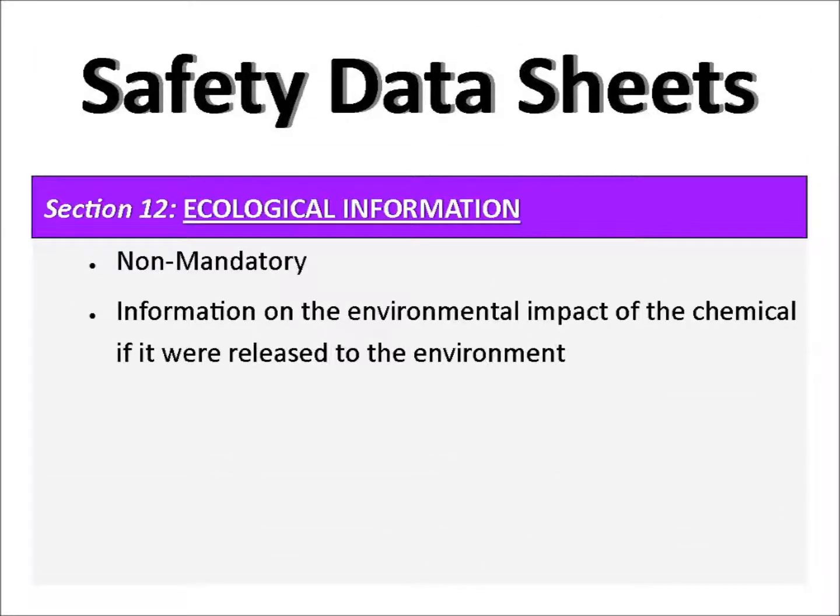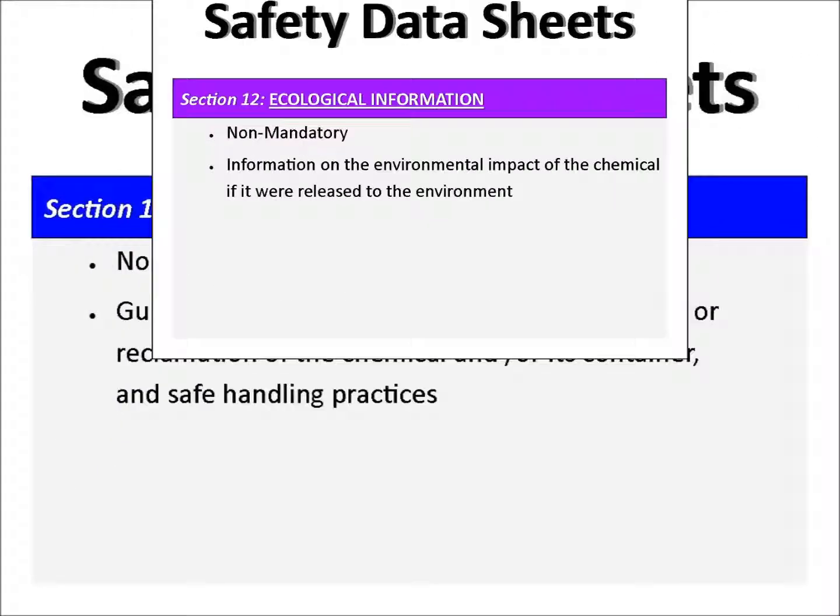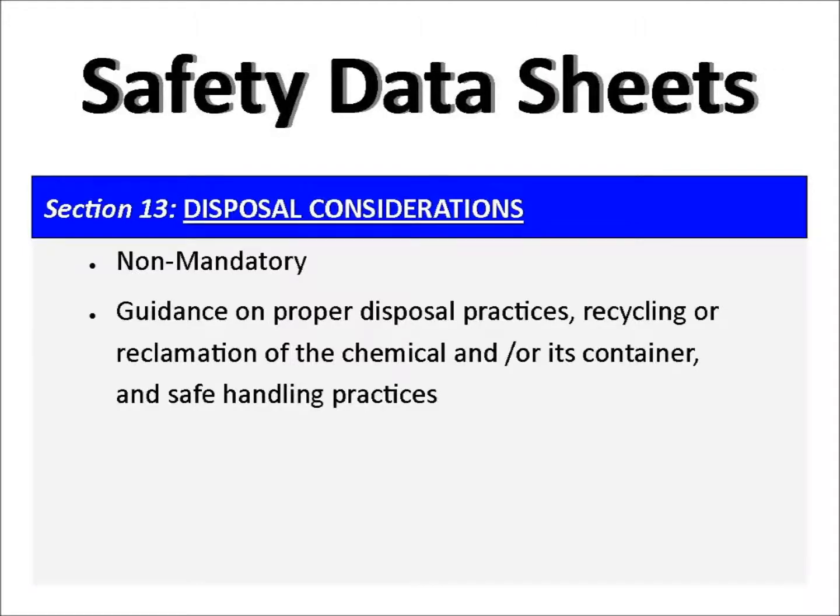Section 12, Ecological Information. This includes information to evaluate the environmental impact of the chemicals if released into the environment. Section 13, Disposal Considerations. This includes guidance on proper disposal practices, recycling, or reclamation of the chemicals or its container, and safe handling practices.